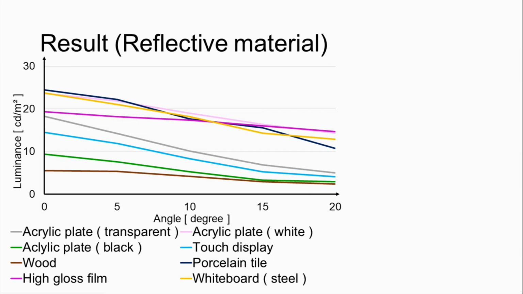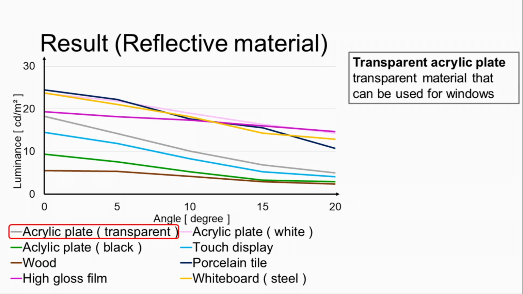This graph shows the result of excluding the 3 reflective materials. We chose 3 reflective materials for our system. The first one was the transparent acrylic plate. The plate is a transparent material that can be used for windows.